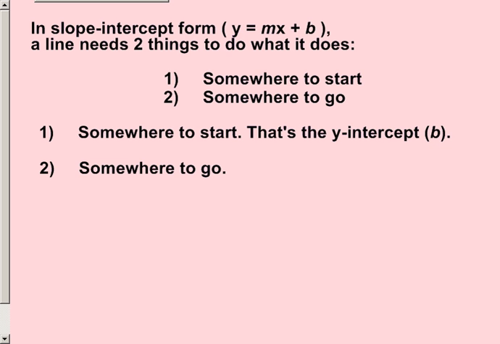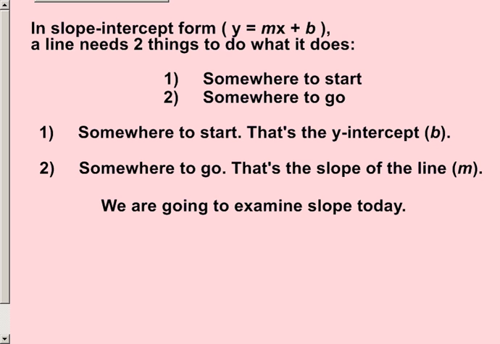The second thing our line needs was somewhere to go. After we leave the y-axis, we need to know which direction to go and how fast to move. That is all accomplished by the slope of the line, which is m from the slope-intercept form, y equals mx plus b. So basically, when you have your equation in slope-intercept form, m is the coefficient, or the number in front of, the x variable. We're going to be spending our time today looking at the m value and what it means to a graph.